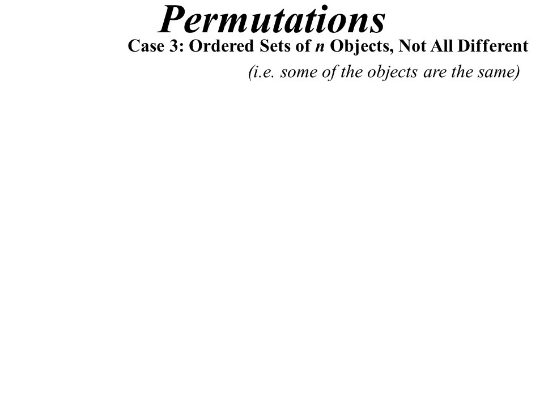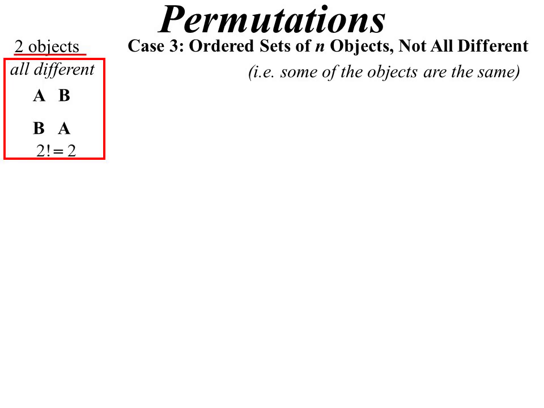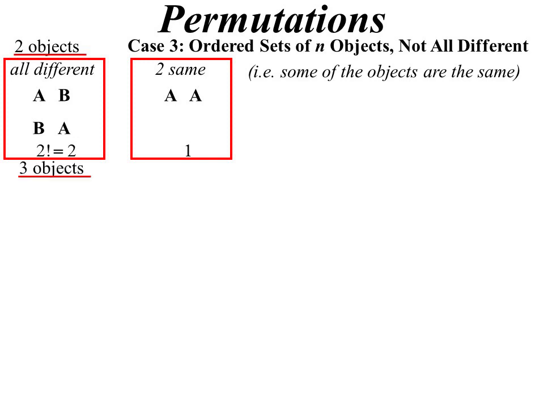If we're talking about just two objects, and they're all different, so A and B, we've got A and B, B and A, and we worked out that's 2 factorial, two ways of doing it. But what happens if they're the same? Well, now there's only one way, because if I swap them round, visually it's still the same thing. So there's now only one way of arranging them. Okay. How do I get from 2 to 1? Well, maybe I subtract 1, maybe I divide.